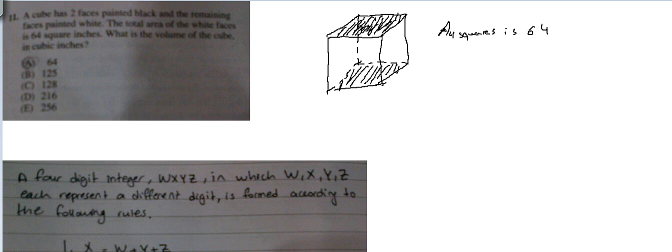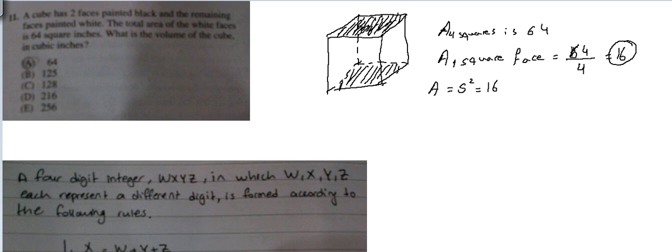If we have already the area of 4 squares, what is the area of 1 square face, right? The area of 1 square face is 64 divided by 4, which is 16. If the area is 16, how much is one side? We know the area of the square is side squared. If side squared is 16, then the side is 1 inch, right? Sorry, it's not 1, it's 4 inches. Side times side, 4 times 4 equals 16.